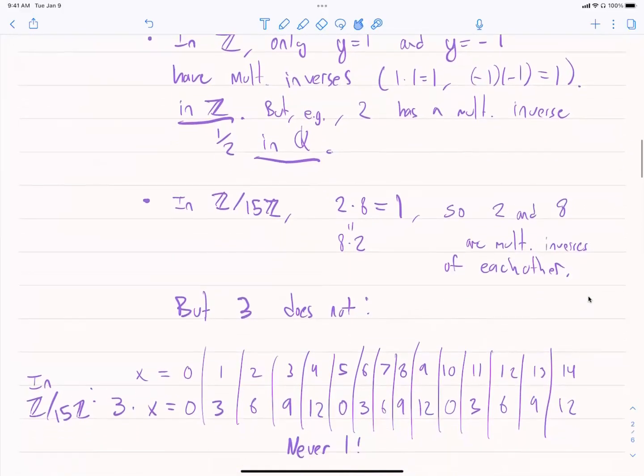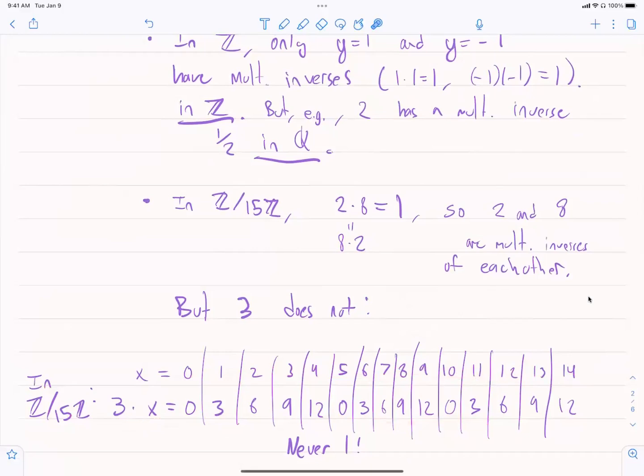So let's write out all the multiples of 3 in Z mod 15Z. Here I'm going to look at 3 times x, where x goes from 0, 1, 2, 3, 4, 5, all the way up to 14. So I'm looking at all of the elements of Z mod 15Z, and 3 times that element, and I get 0, 3, 6, 9, 12, 0, 3, 6, 9, 12, 0, 3, 6, 9, 12. It's a good exercise to think about why that repeated like that. But in particular, I never got 1. So there's no element in Z mod 15Z that when I multiply it by 3, I get 1.